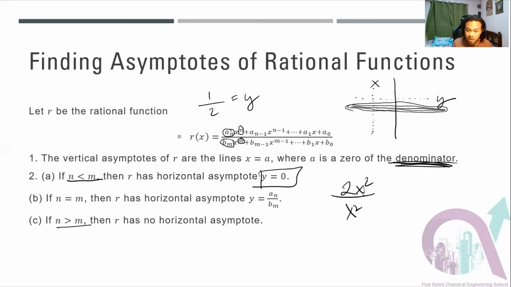We see that it is 2 and 2, so n and m are equal, meaning the horizontal asymptote is 2 over 1, or 2. So that's the line y equals 2. Okay, so that is our horizontal asymptote.